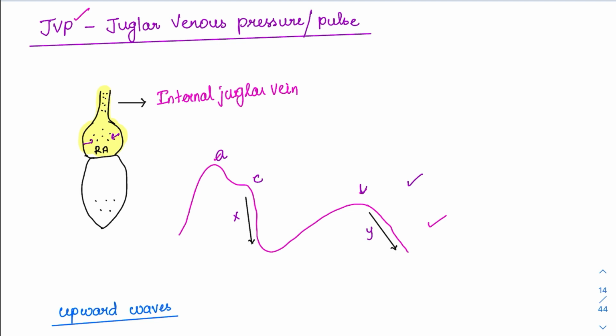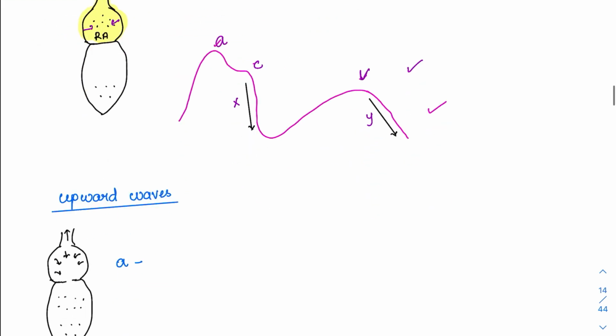So we have to know the reasons for all these waves and the abnormalities in these JVP recordings. Coming to the upward waves first. Whenever the pressure in the right atrium increases, there will be a rise in JVP because the right atrial pressure is directly being depicted in the jugular venous pressure. So what is this A wave?